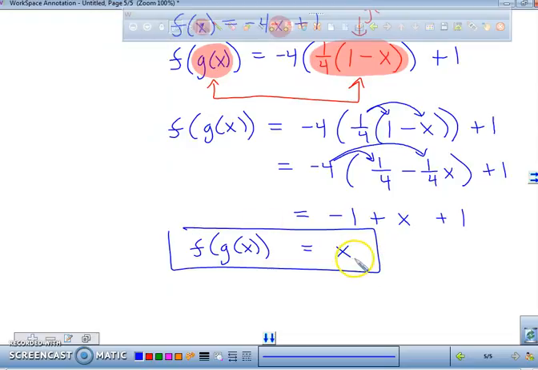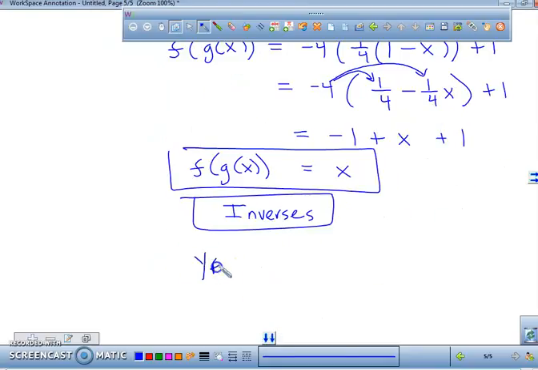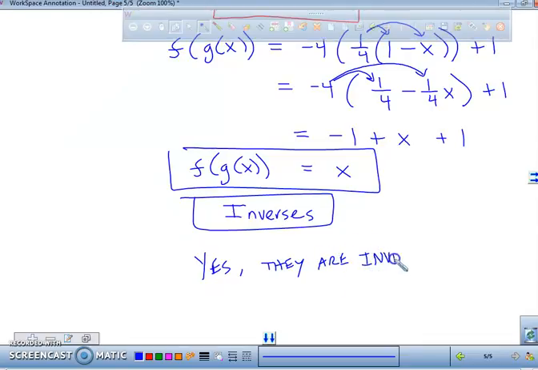X. Well, whenever f of g of x equals x, that lets you know that these functions are indeed inverses of each other. So you could say, your answer would be yes, they are inverses. Okay? Yes, they are inverses.